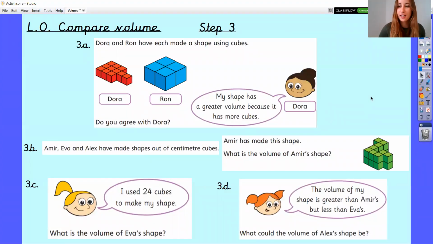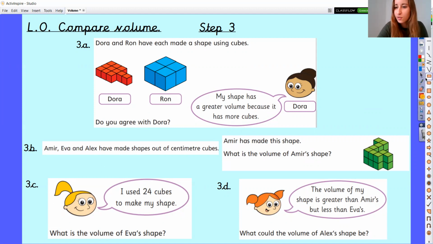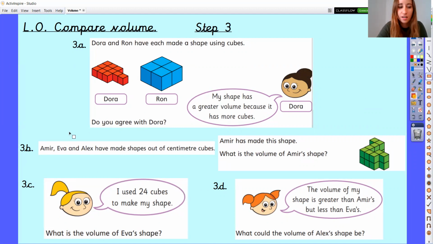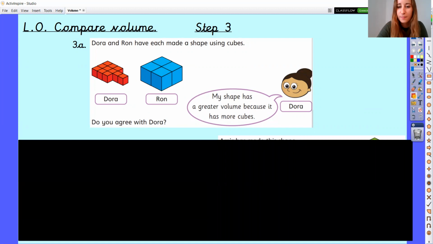Well done, Year 5. We're going to go straight on to some step 3 challenges because I think you know everything you need to know to tackle these. So it's actually really 2 questions that I've kind of split into extra parts. So on the first one, we've got Dora and Ron. So let's just focus on Dora and Ron for a moment and just hide the rest of the gang. So Dora and Ron have each made a shape using cubes. So here's Dora's shape, here's Ron's shape.